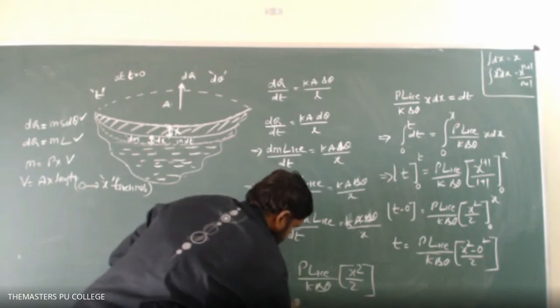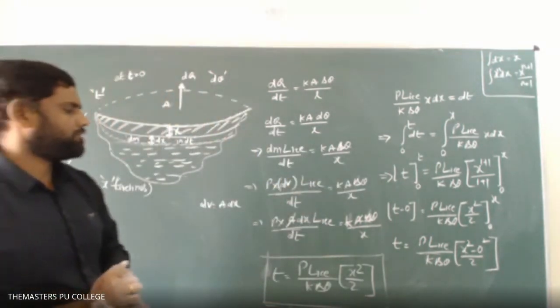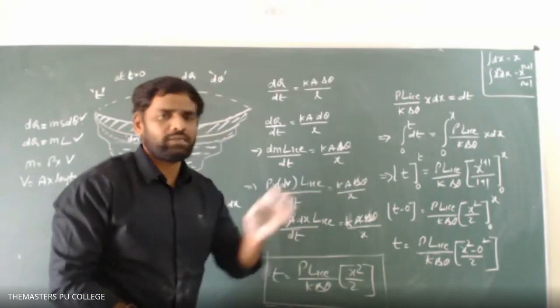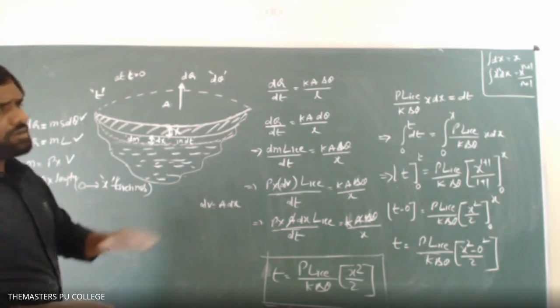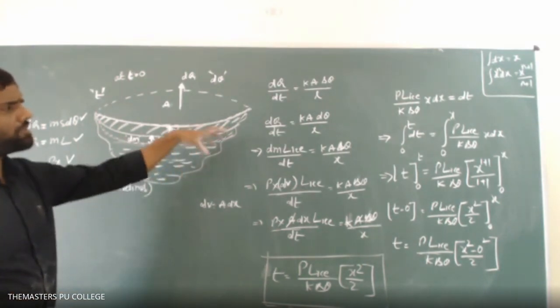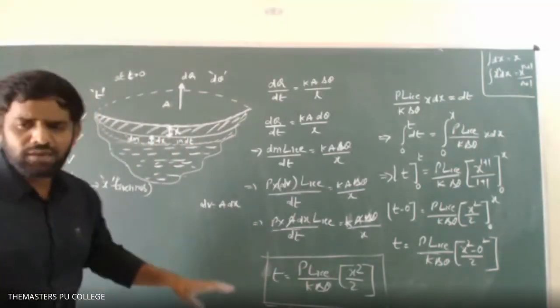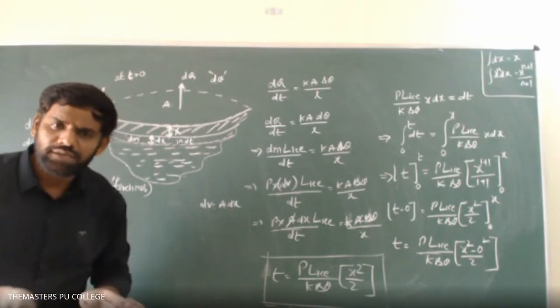So this is the time taken to grow an ice layer on the surface of a lake from 0 to x thickness. Understood? It is a bit difficult to understand, so just have a look at it once. All the necessary points we have discussed. Sir, the temperature of ice will not change. Temperature of ice will not change because during the change of state, temperature remains constant.